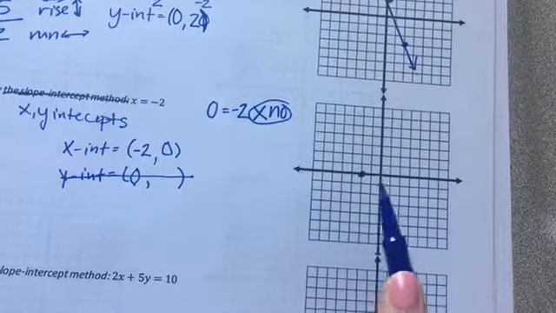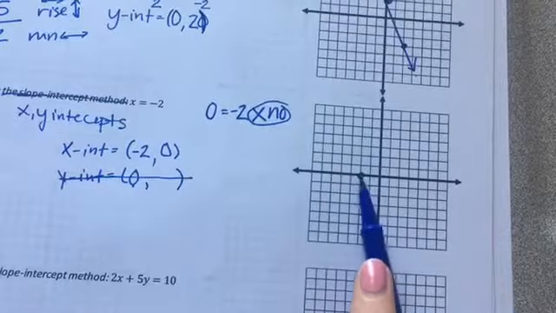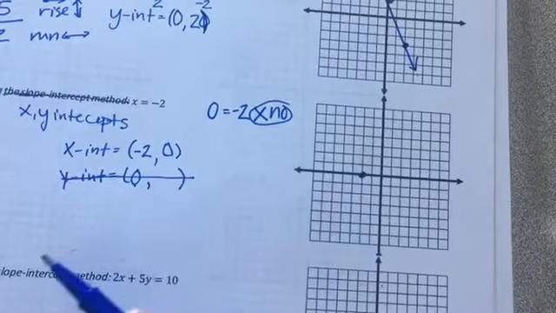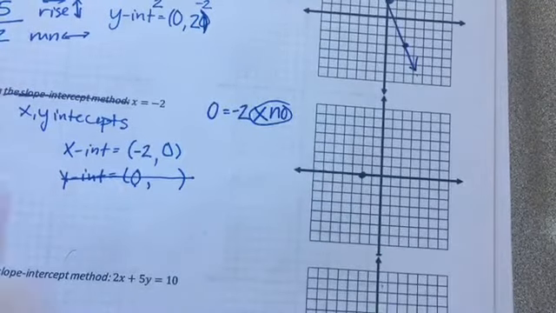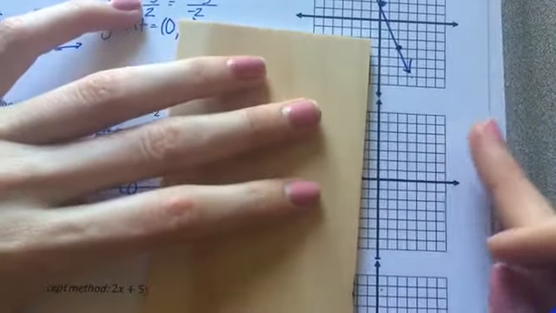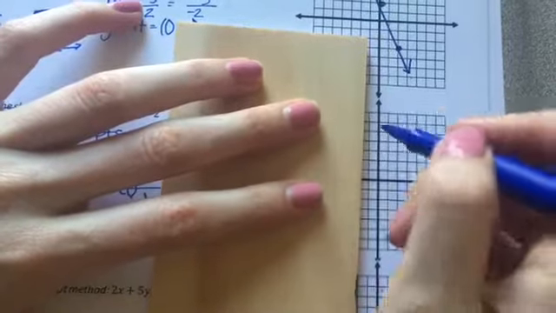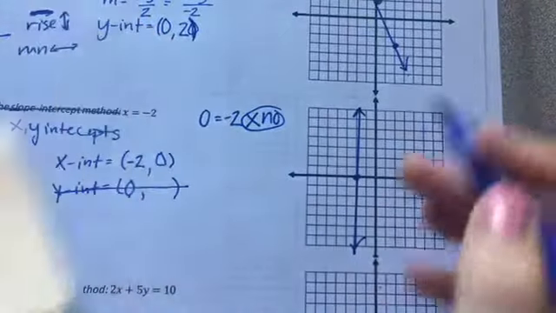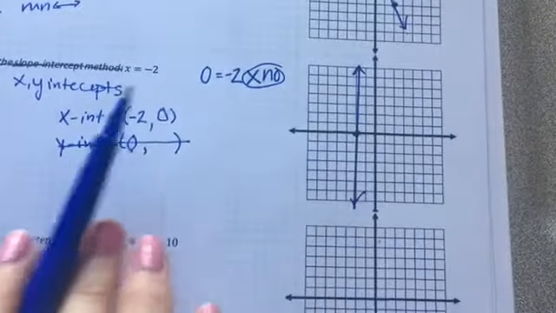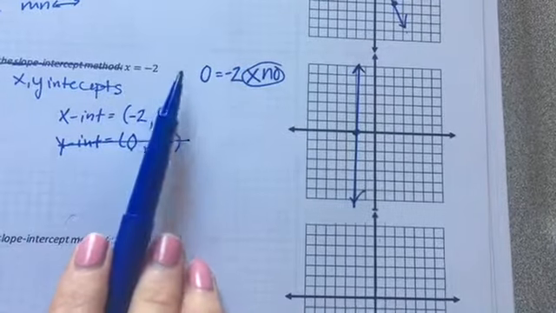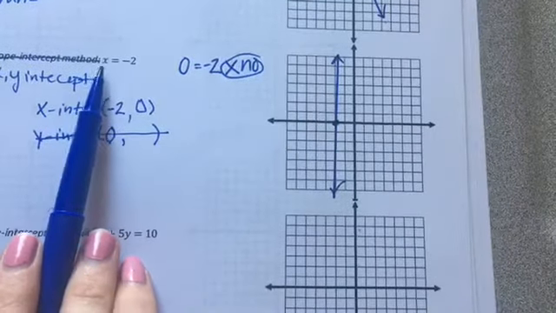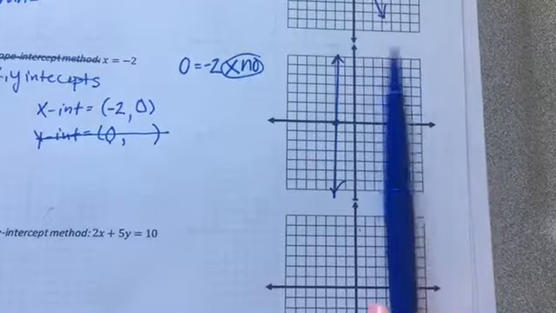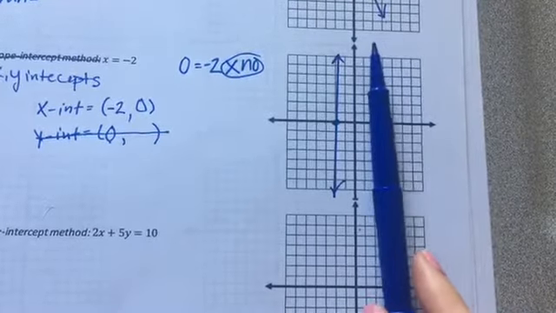What kind of line would hit the x-axis here at negative 2 but never go through the y-axis? It would have to be a vertical line. Okay, this is x equals negative 2. And anytime you have a line that is x equals some number, it is a vertical line going through that point on the x-axis. So for example, if you had x equals 4, that would be a vertical line going through 4 on the x-axis.